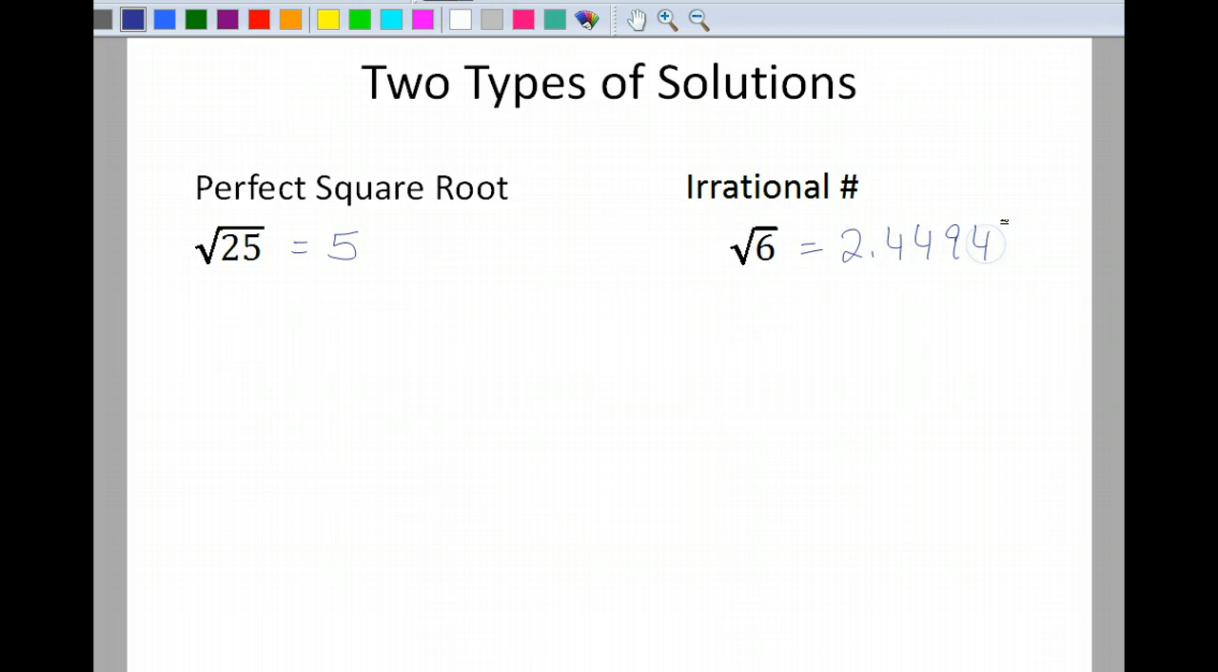2.4494. Now that's an irrational number. It doesn't have an ending point. This decimal is going to go on for a long time.